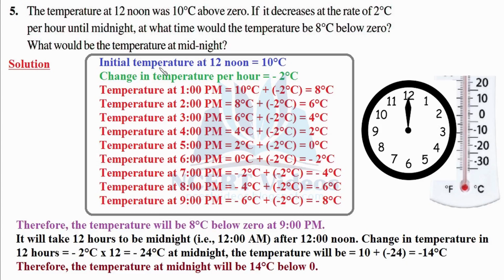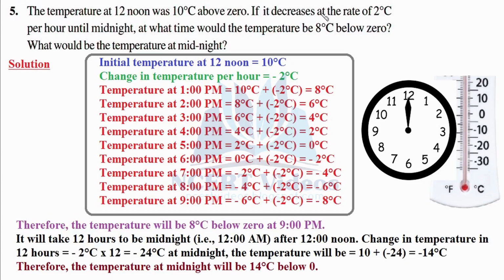Now the change in temperature per hour: it is decreasing, therefore we take a minus sign because it has mentioned it decreases. So what does it mean? It means at 1 p.m. the temperature will be 8 degrees Celsius. That's what we have calculated, 10 degrees Celsius minus 2 degrees Celsius, that is 8 degrees Celsius. And at 2, the temperature will be 8 minus 2 again, that is 6. Likewise, you can find it till 9 p.m. So you got it, this is how it is done.